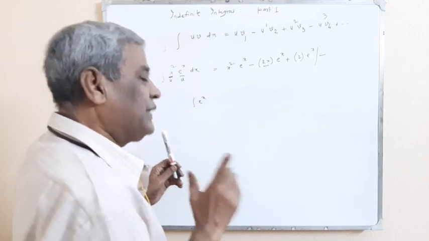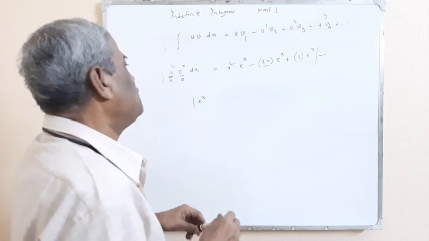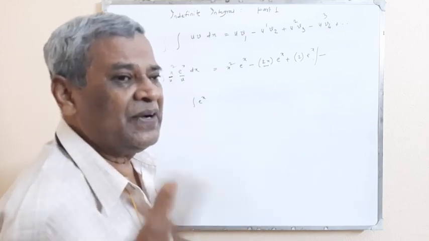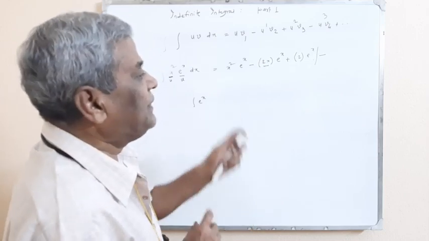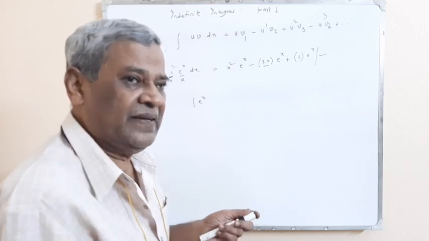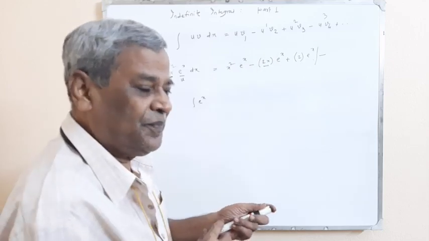So always you take u, which is simply an algebraic function of x. Then after certain terms, it will terminate by obtaining 0.